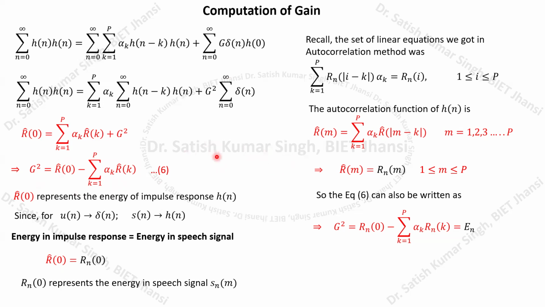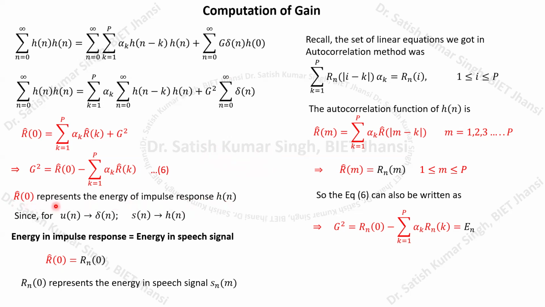So if we have any function, let us suppose it is denoted by Sn, then if you calculate the autocorrelation function for the signal Sn, for correlation lag equal to 0, the autocorrelation value will give you the energy value. Therefore, this R cap 0 represents the energy of the impulse response Hn. So this is your energy of the impulse response.